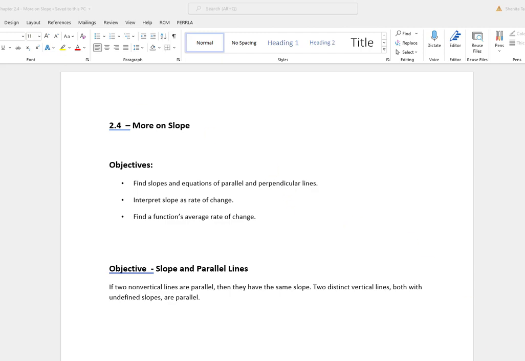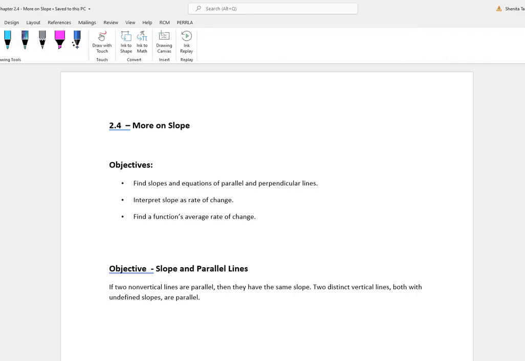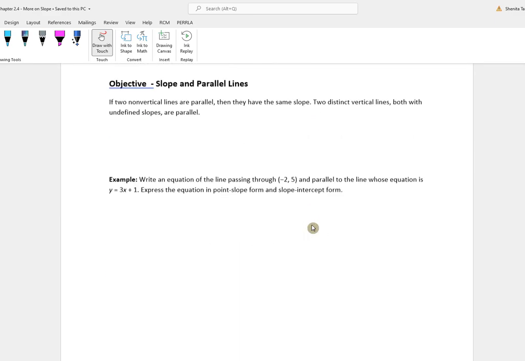Today we're going to talk about 2.4. We're going to talk more about slope. The objectives here would be to find slopes in equations of parallel and perpendicular lines, interpret slope as rate of change, and find a function's average rate of change.